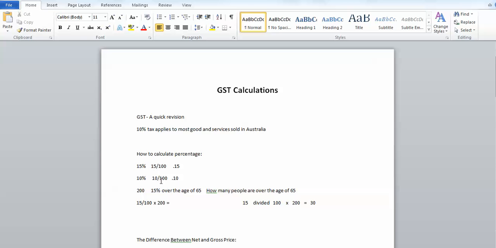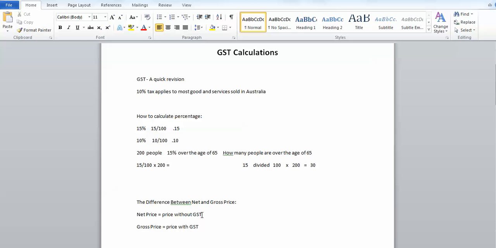So I've thought, let's have an example here. Let's assume we've got 200 people. 15% are over the age of 65. The question is, how many people are over the age of 65? Well, our sum is 15%, 15 per 100, multiplied by the 200 people in the room. And I went through how you'd put that in on your calculator. You'd type in 15, then the divided by button, 100 times 200, and hopefully your answer will be 30. We then looked at net and gross price. Well, net is your price without GST, gross is your price with GST.